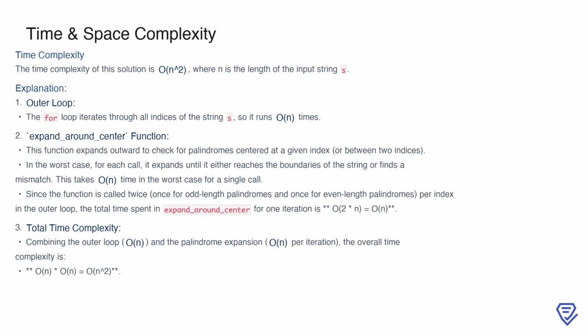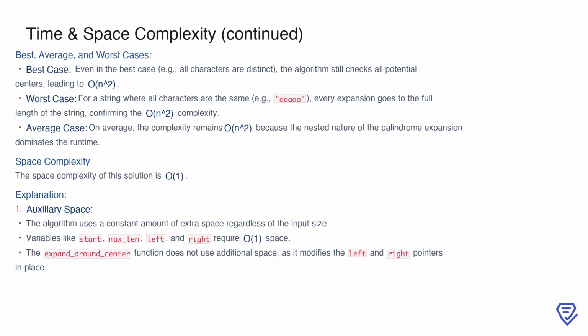Since this function is called twice per iteration, once for odd-length palindromes and once for even-length palindromes, the total time spent in expand_around_center for one iteration is O(2*n), which simplifies to O(n). Combining the O(n) iterations of the outer loop with the O(n) time spent per iteration in palindrome expansion, the total time complexity is O(n) * O(n), which results in O(n squared). Even when we consider different scenarios, the time complexity remains O(n squared).